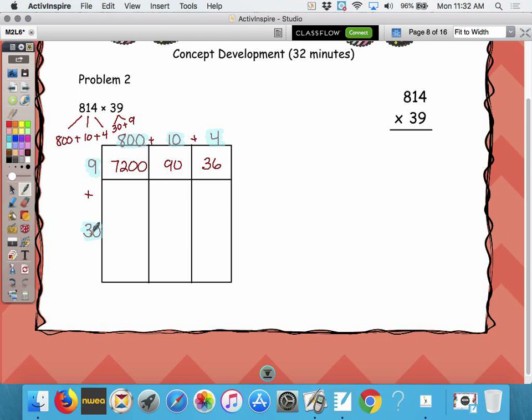Now 3 times 8. 24. How many zeros? 3. Good. And 30 times 10? 300. Or you could do 3 times 1 and add 2 zeros. Okay. And 30 times 4. 120. So 3 times 4 is 12, add 1 zero.